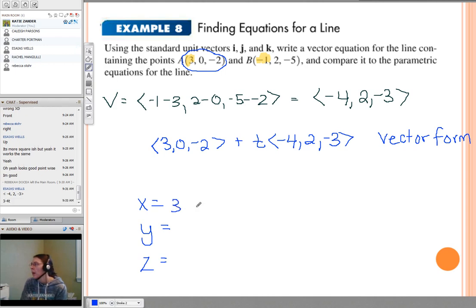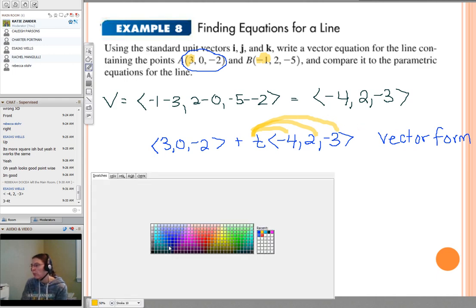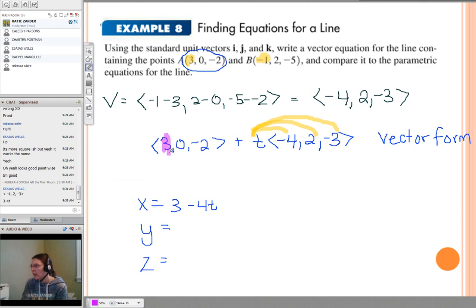Yeah, 3 minus 4t. Beautiful. So don't forget we are distributing the t through that vector v here in order to come up with our equations, but then we're just grouping those terms together. So the 3 has got to go with the -4t.